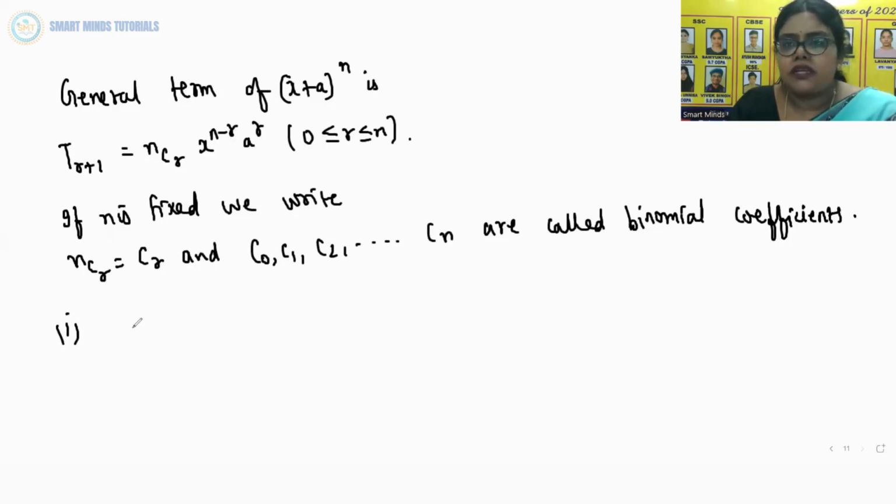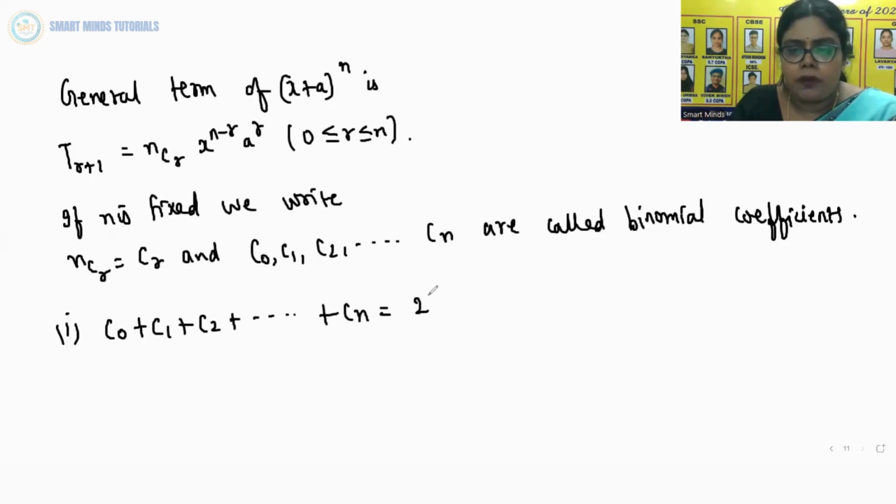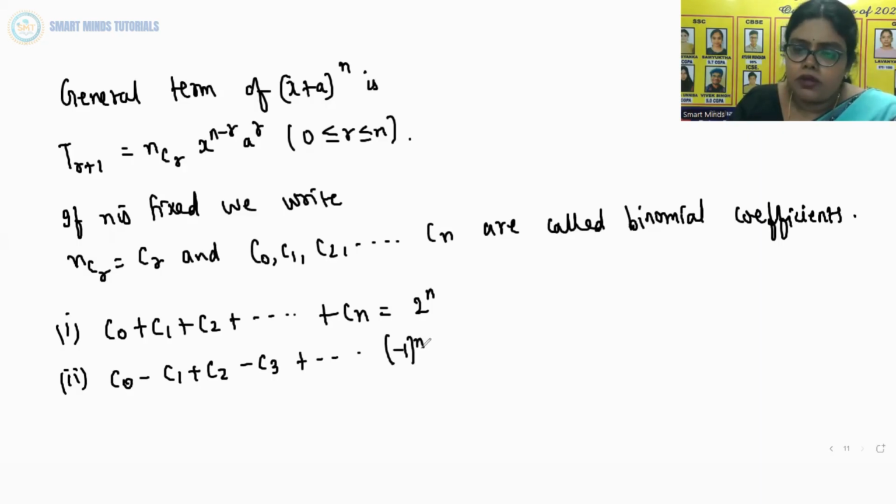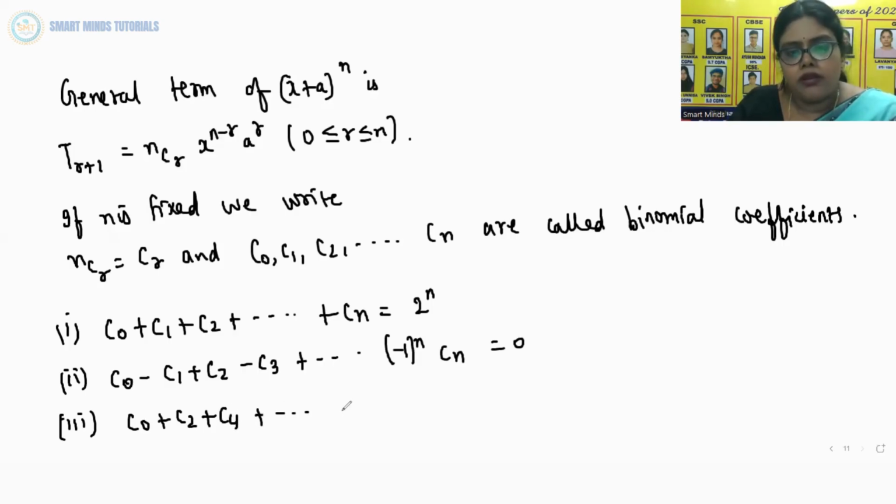Then we have a few proved results. Number 1: C0 + C1 + C2 + so on up to Cn equals 2^n. Number 2: C0 - C1 + C2 - C3 + so on up to (-1)^n Cn equals 0. Number 3: C0 + C2 + C4 + so on is equal to C1 + C3 + C5 + so on, which is equal to 2^(n-1).